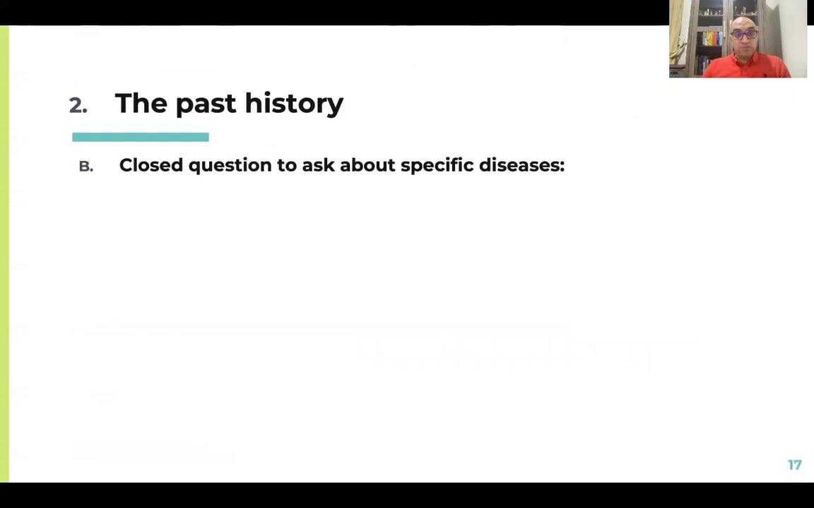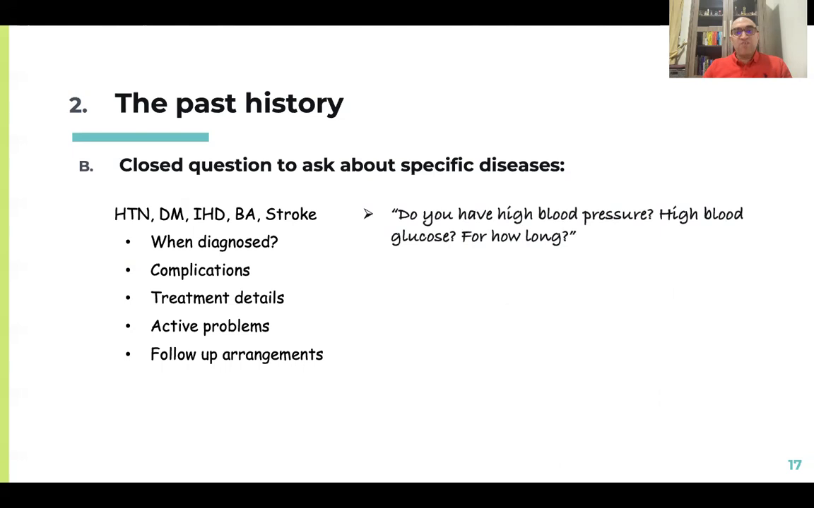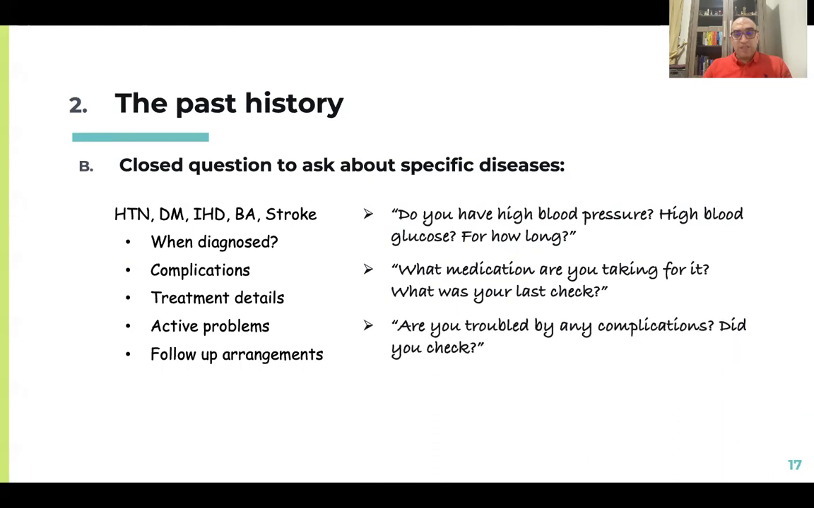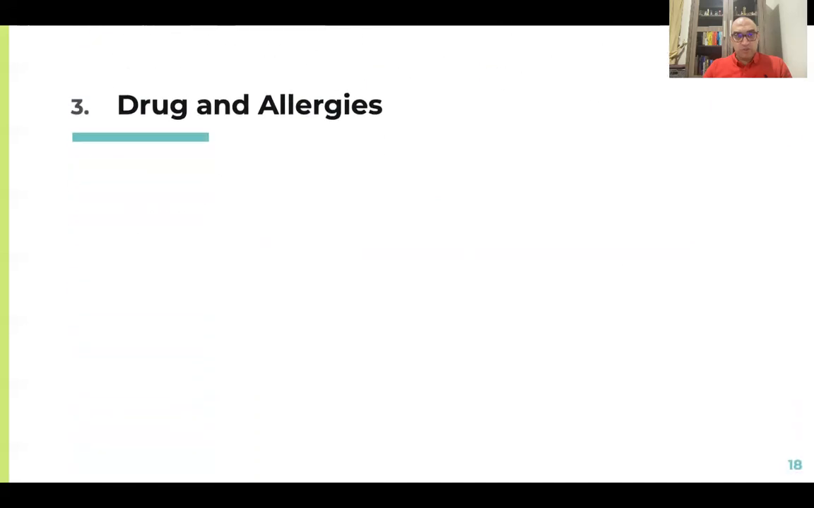For closed questions, you have to ask about specific diseases like hypertension, diabetes, ischemic heart disease, bronchial asthma, and stroke. You have to ask when it was diagnosed, complications, any treatment details, active problems, and follow-up arrangements. Do you have high blood pressure? Do you have high blood glucose, and for how long? What medications are you taking for it, and what was your last check? Are you troubled by any complications, and did you check it? Do you have any heart problems, kidney problems, liver problems, or chest problems?